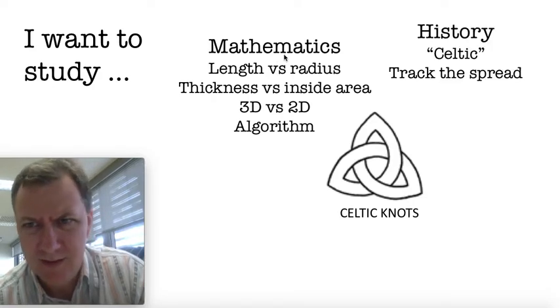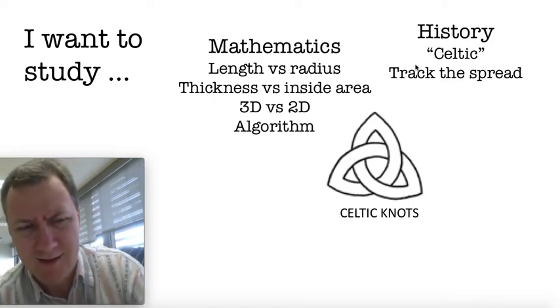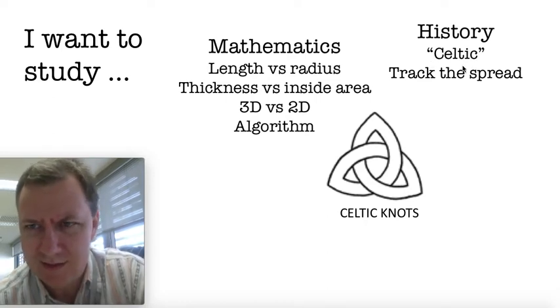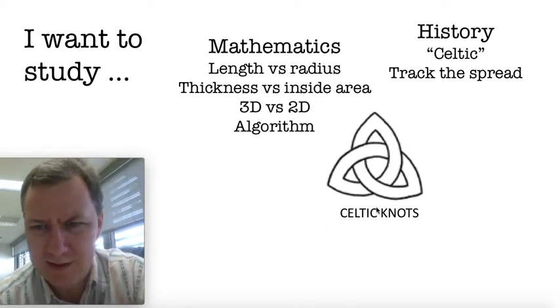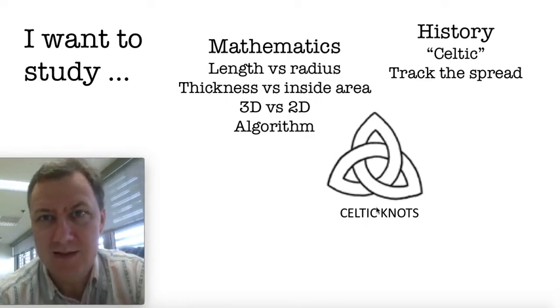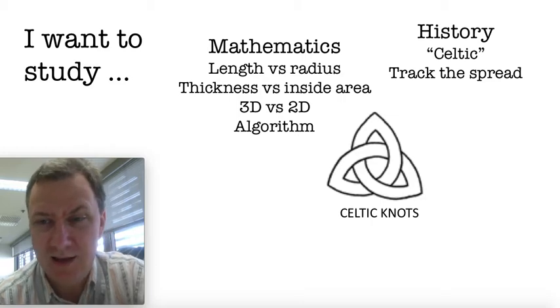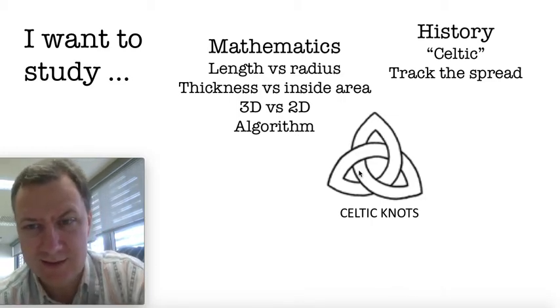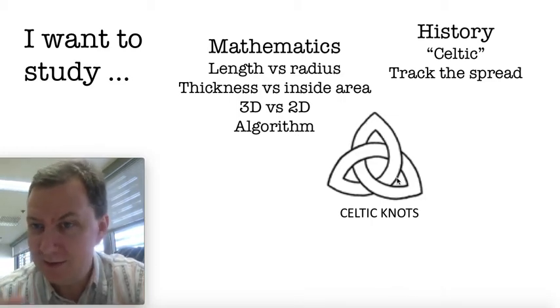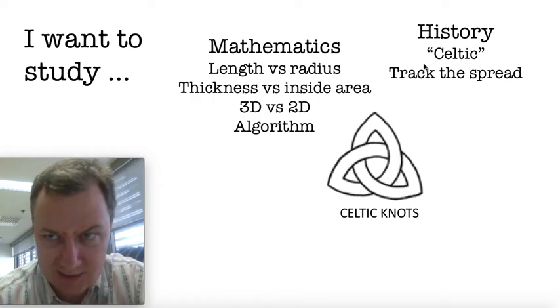But also, you could do it through history. These are Celtic knots, so England and Scotland, but similar knots have been found in Egypt and Babylon and Ethiopia and all sorts of different places. There's similarities with the Star of David. You can talk about all sorts of different stuff from a historical perspective.